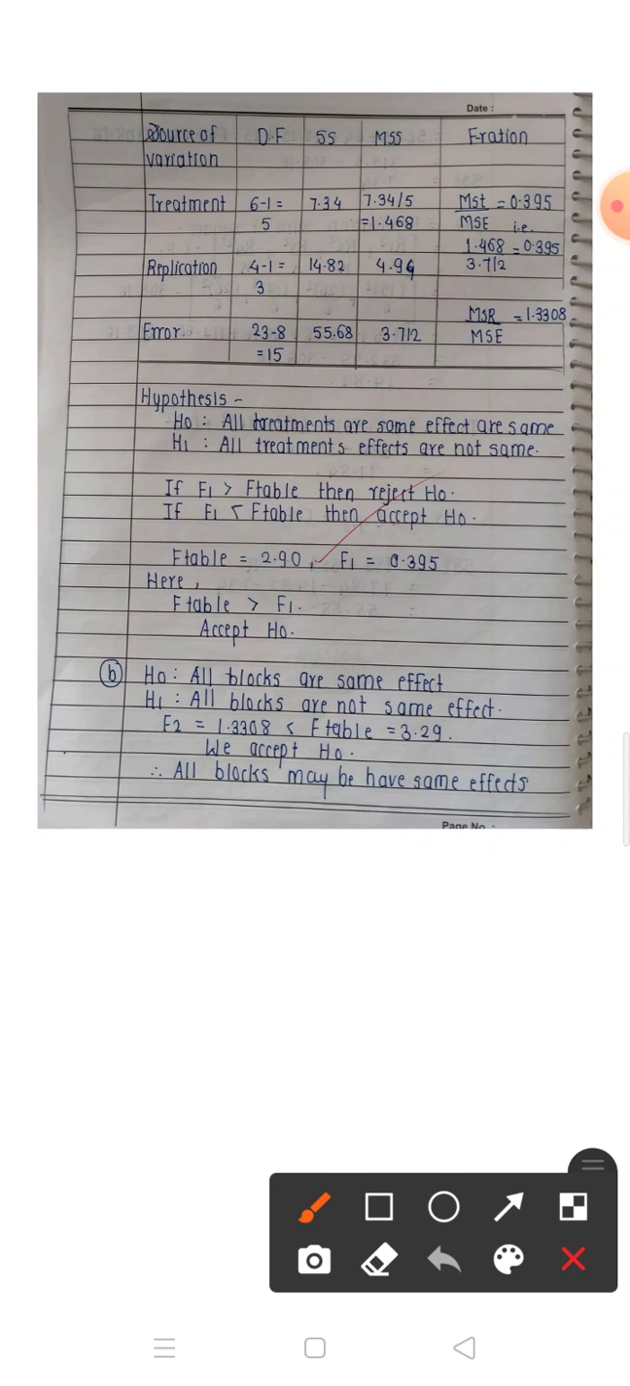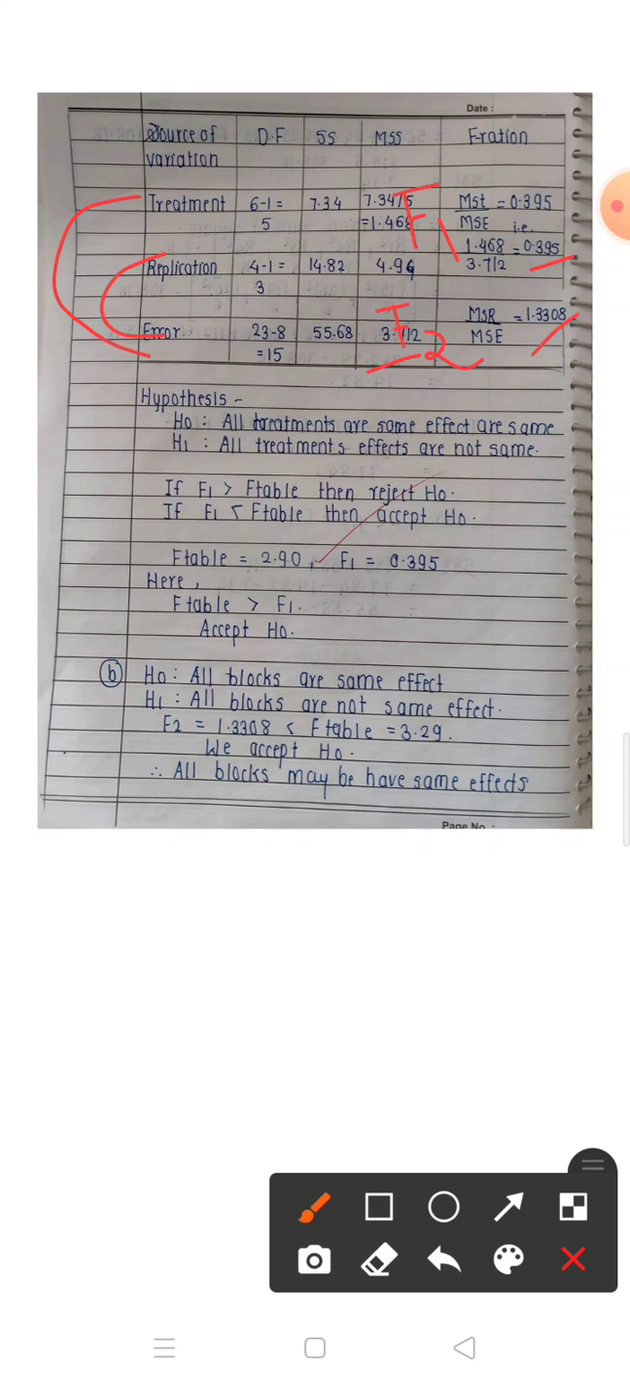Now the last is F ratio. There are 2 F ratios. First is for treatment and next is for replication. The first F ratio F1 is MST divided by MSE, that is 1.468 divided by 3.712. So the value is 0.395. Now the second F ratio F2 is MSR divided by MSE. MSR value is 4.94 divided by 3.712. So the value is 1.3308.